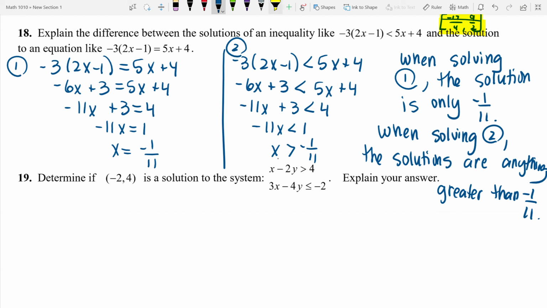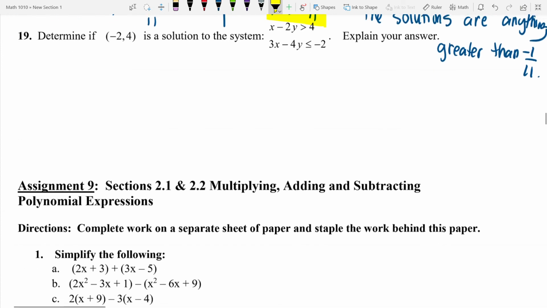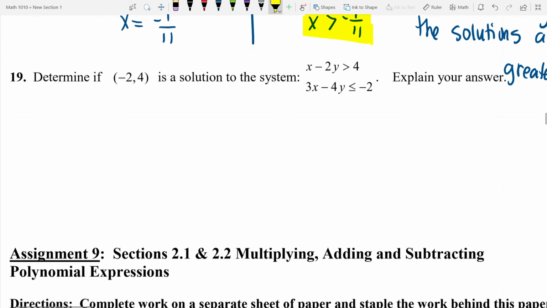Is negative 1 over 11 a solution to that inequality? Is negative 1 over 11 a solution to number 2? Tell me. No, because negative 1 over 11 is not bigger than negative 1 over 11. Okay, here we go. Question 19, and then we're done. Is this a solution? And explain your answer.